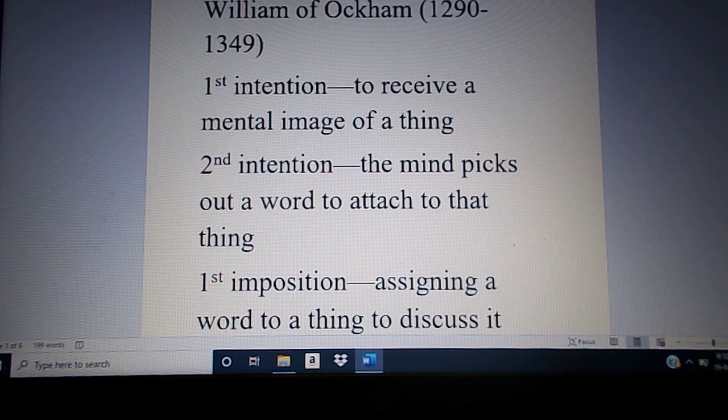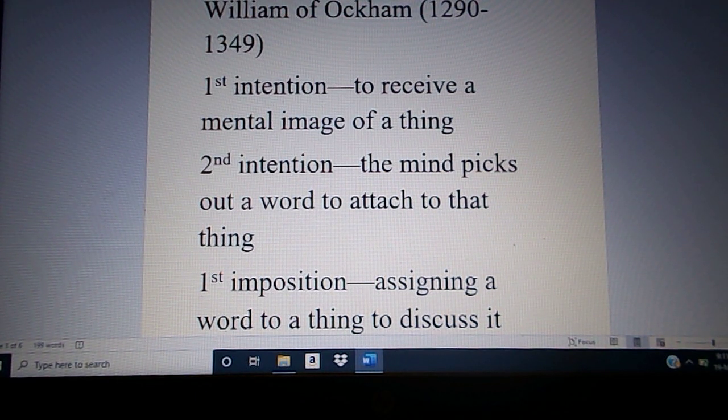Anyway, with regards to this issue of language, Ockham explains that we develop language in a particular pattern. And so he talks about two separate things. One is the idea of intention, the other is imposition. And so we start with this idea of first intention. First intention is to receive a mental image of a thing. So if I'm looking out into the world and I see a cat, for example, before there's any words or language or anything else, I just get a mental picture of that thing in the world inside my mind.